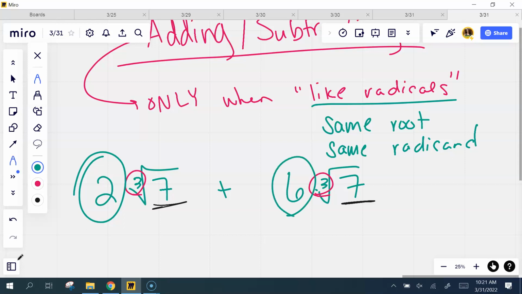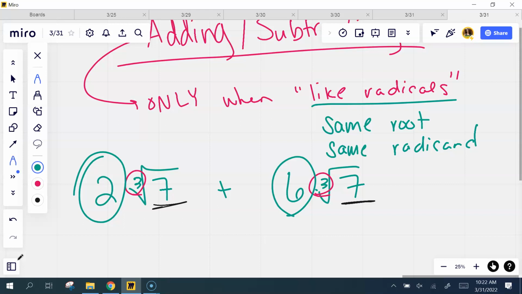Look on the desk beside my desk. I think they're stapled and sitting there. It starts with adding and subtracting radicals. Same root and same radicand. Sorry, guys. I didn't mean to leave y'all out.